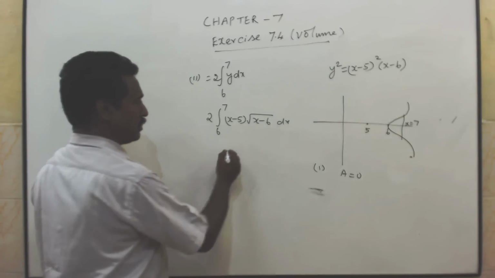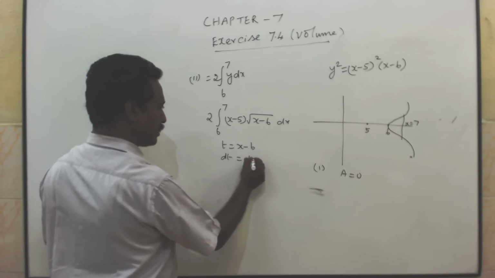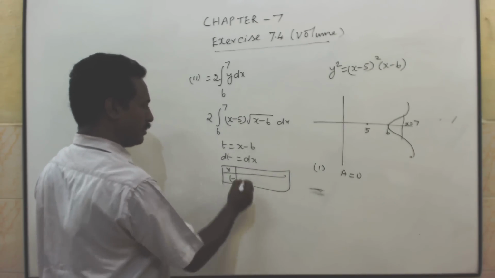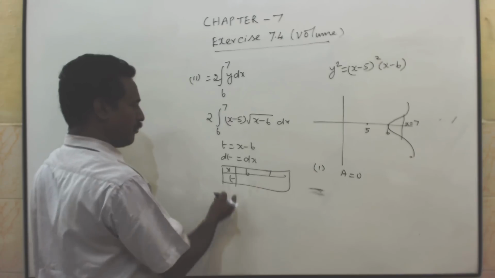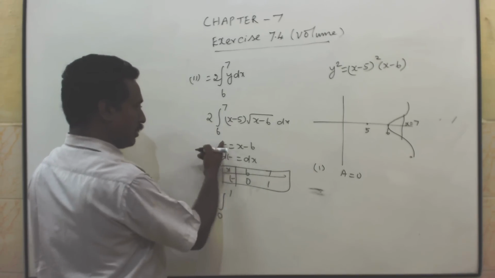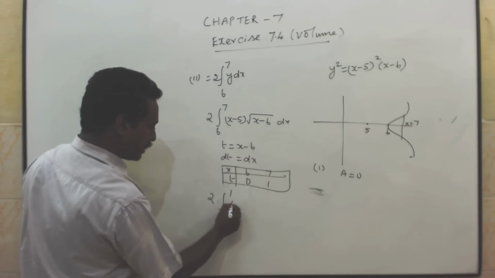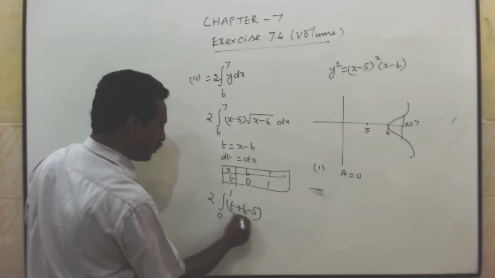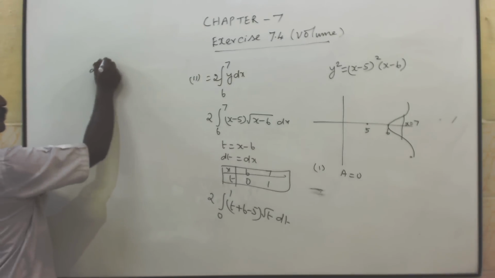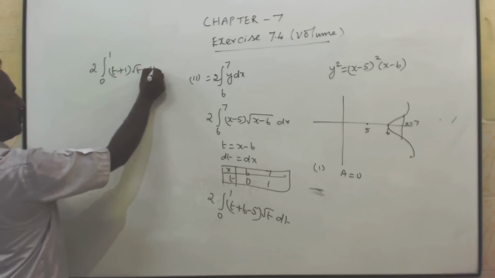Go to the substitution method. Let t equal to x minus 6, dt equal to dx. Whenever we substitute, change the limits: x from 6 to 7. When we put 6 we get 0, and 7 gives 1, therefore the limits are 0 to 1. X minus 6 equal to t, so x is equal to t plus 6. Then t plus 6 minus 5, root t, dt. Dx is dt. That is 2 integral 0 to 1 of t plus 1, root t, dt.